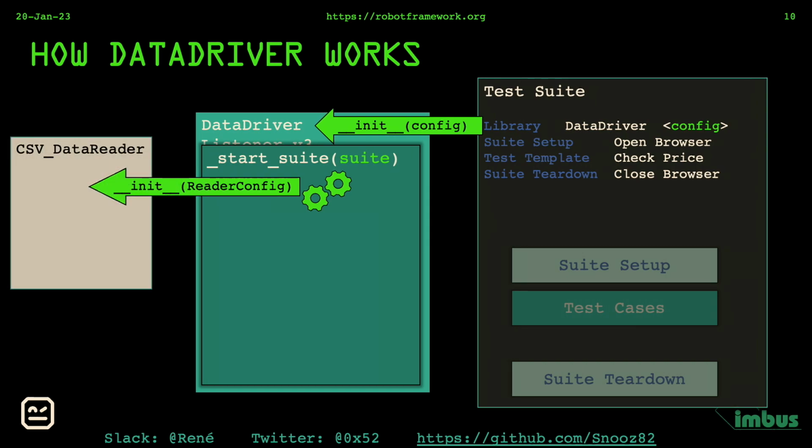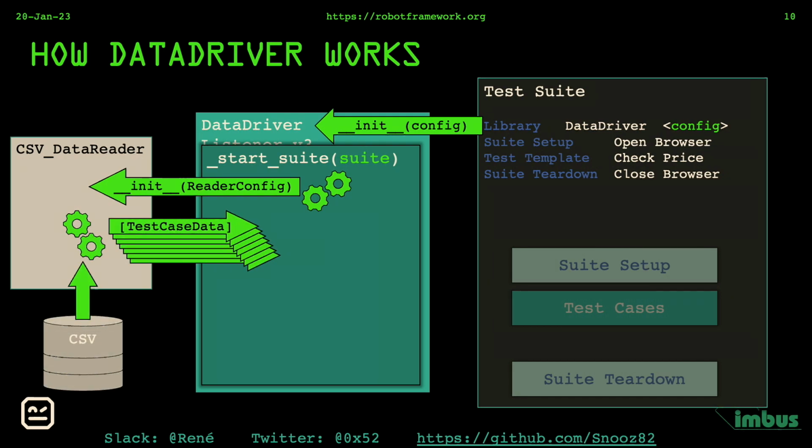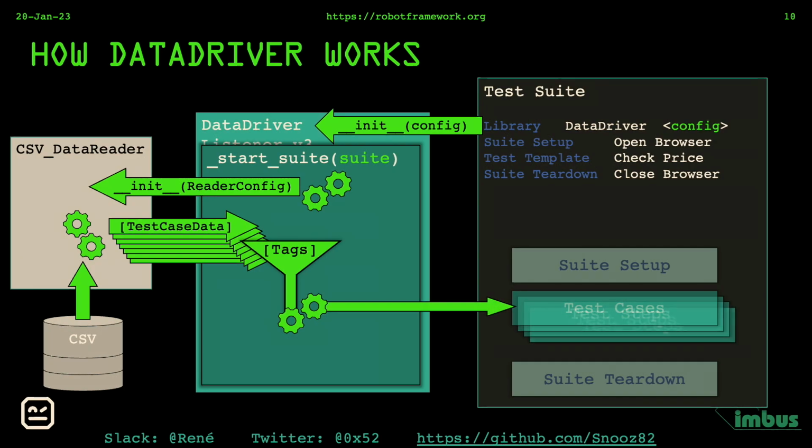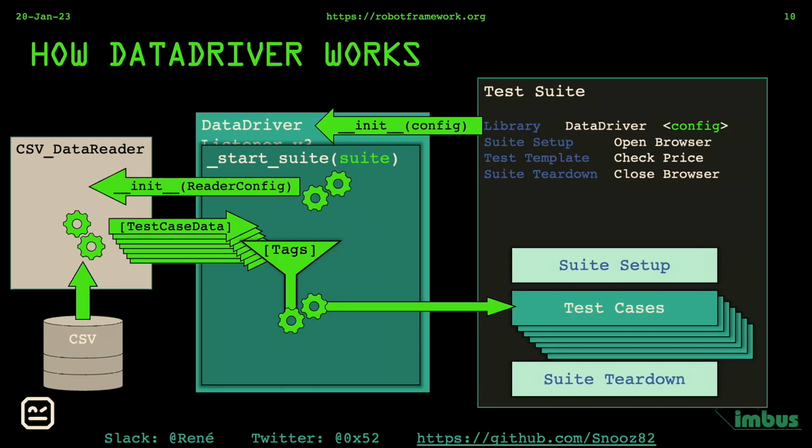DataDriver starts working. It utilizes multiple data reader classes that you can also configure. That one here, for example, reads information out of a CSV file, then maybe does some post-processing, filtering by tags and so on. And then it takes the suite element, suite.tests, and adds more tests there. So it's basically creating tests at the start of that suite. Then it's finished and says, okay, I'm done now. And then Robot Framework starts to execute the suite, starting with the suite setup, then runs all the test cases and the suite teardown.